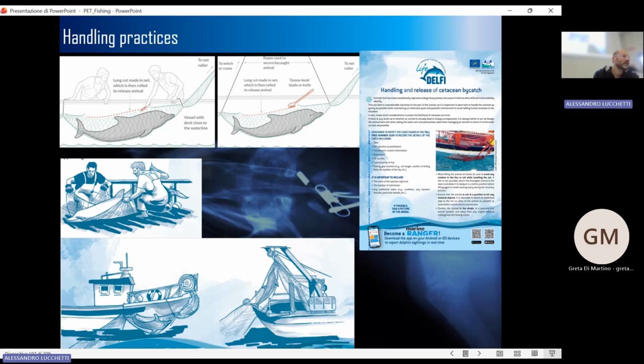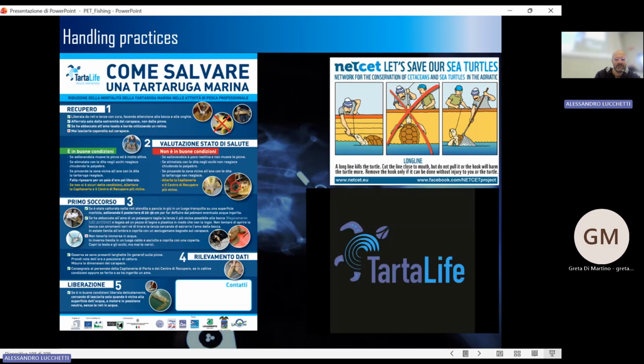Another way is simply to introduce handling practices to save dolphins, turtles, etc. There are practically 1,000 guidelines on this. Practically every single project produces guidelines on how to save dolphins and turtles.